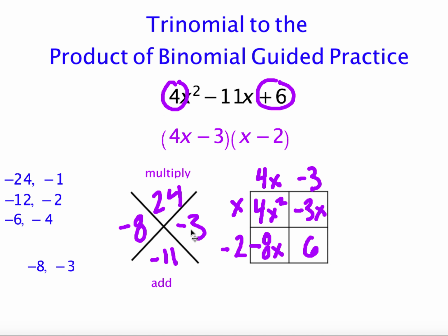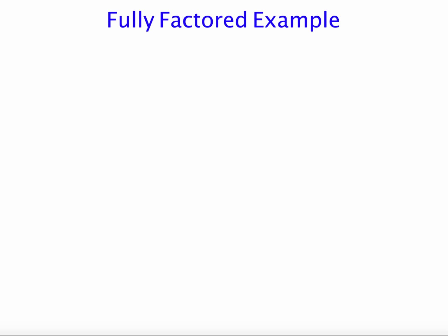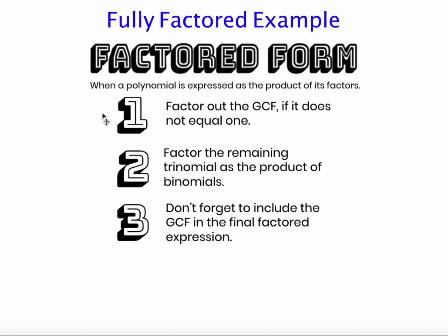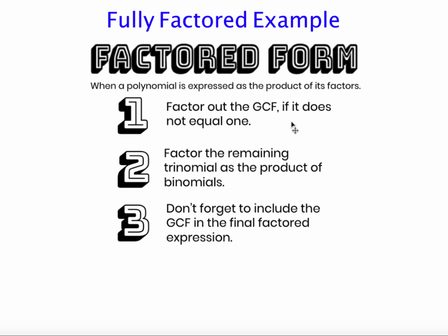Okay, so times x minus 2. Third example, the fully factored example. Now this is kind of weird because a fully factored example could be just factoring out the GCF. It could be just factoring a trinomial into the product of two binomials, or you could have to do both. And this should remind you of a page in your toolkit, the factored form page.